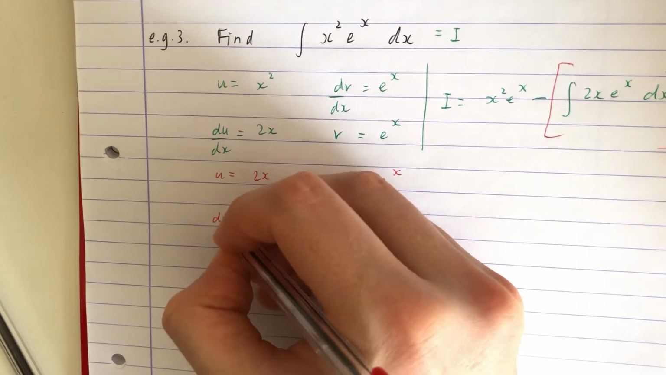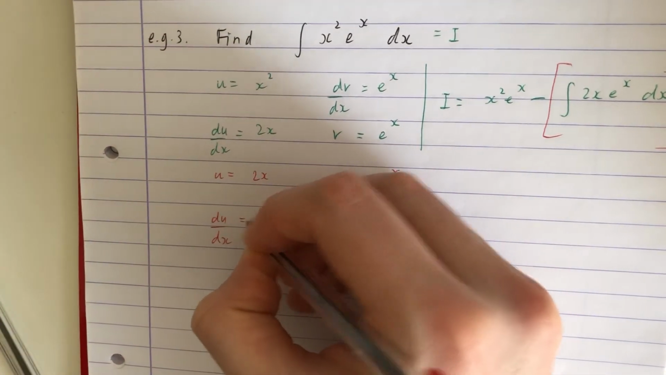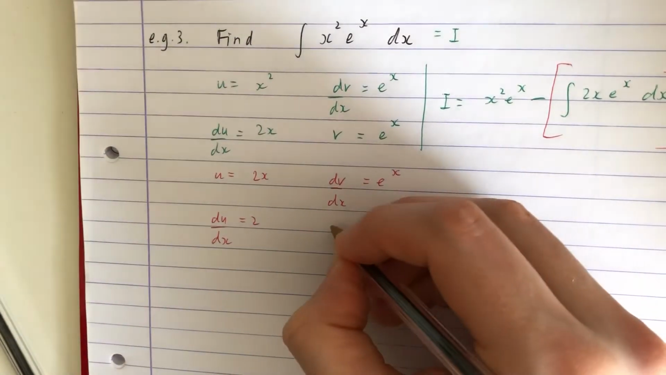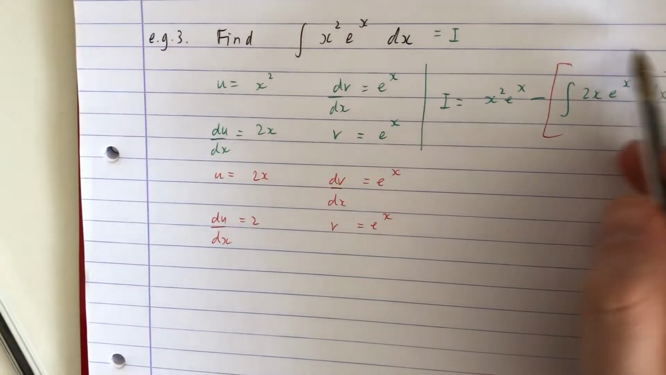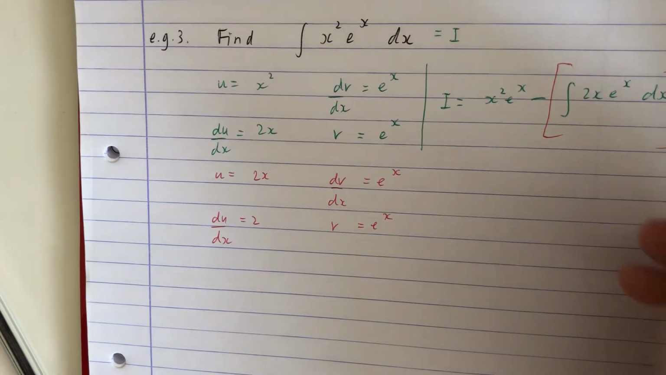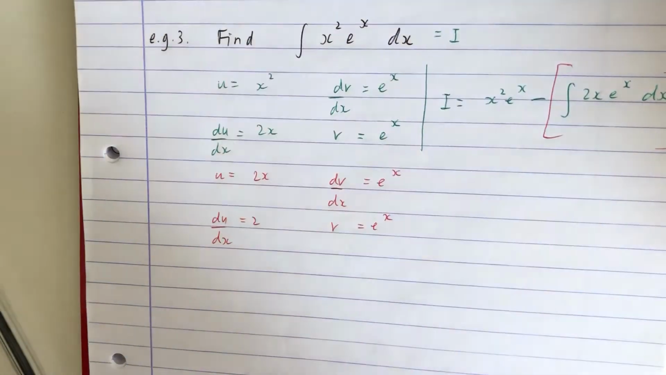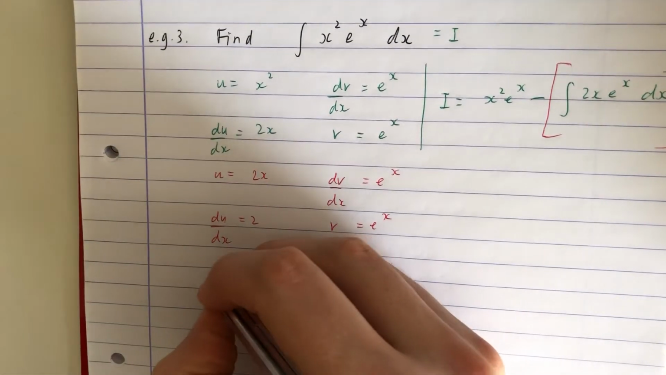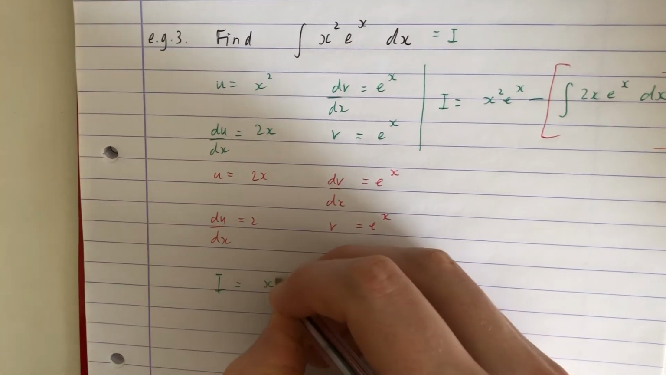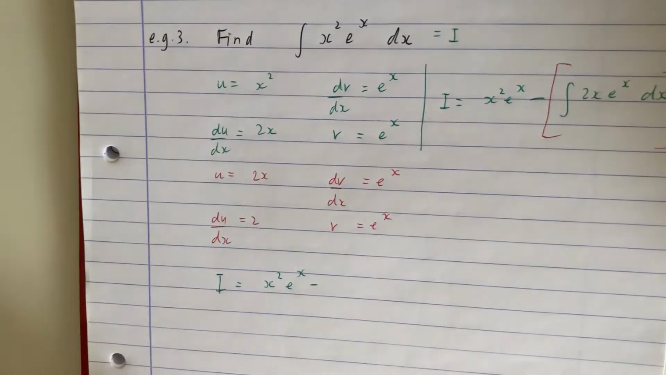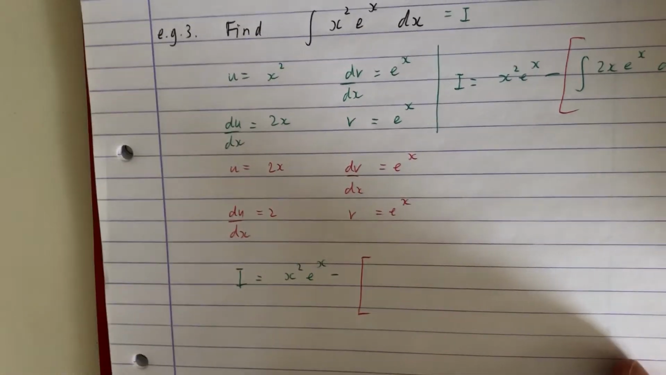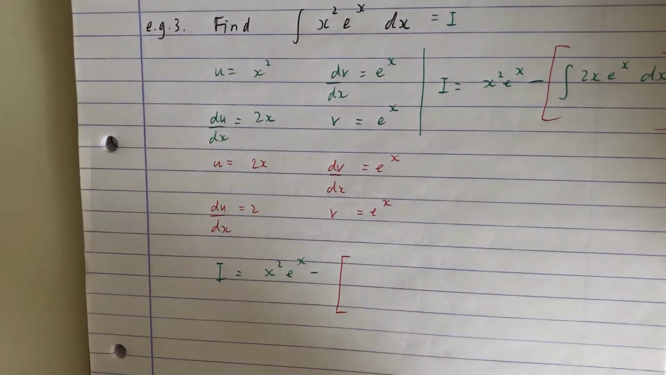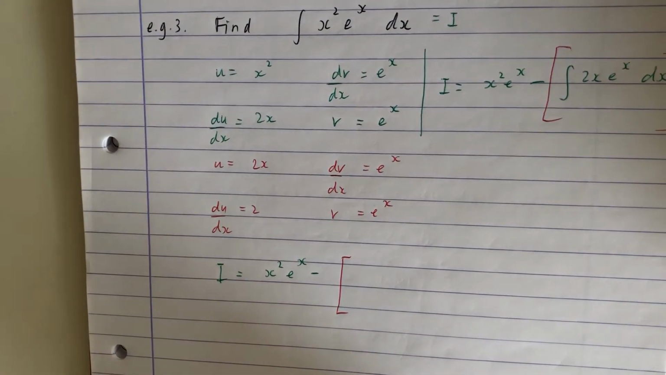Let's differentiate to find du by dx, which is 2. Let's integrate e to the x, that's the easy bit. So that thing there would be I is equal to x squared e to the x, subtract, and we're going to use the reverse product rule, or this integration by parts, wherever you want to call it, inside that square bracket.